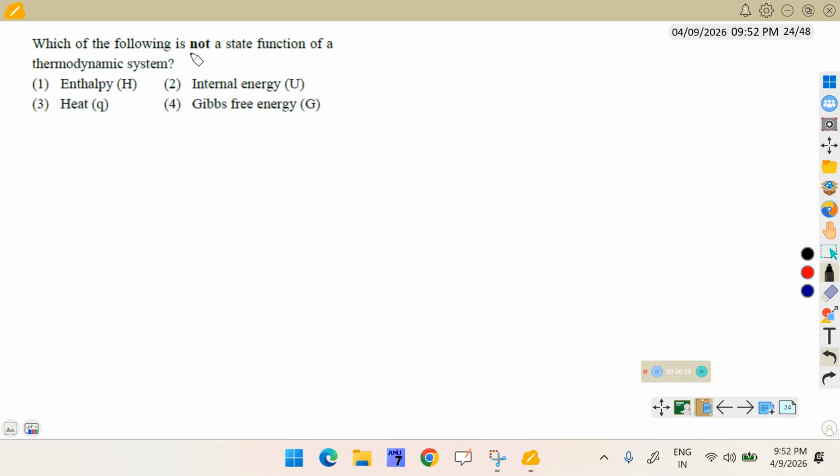Which of the following is not a state function of a thermodynamic system? Which is not a state function? Heat. Heat and work are path functions. The remaining are all state functions. Enthalpy is an energy form, internal energy is an energy form, Gibbs energy is an energy form. Generally, energy forms are state functions.